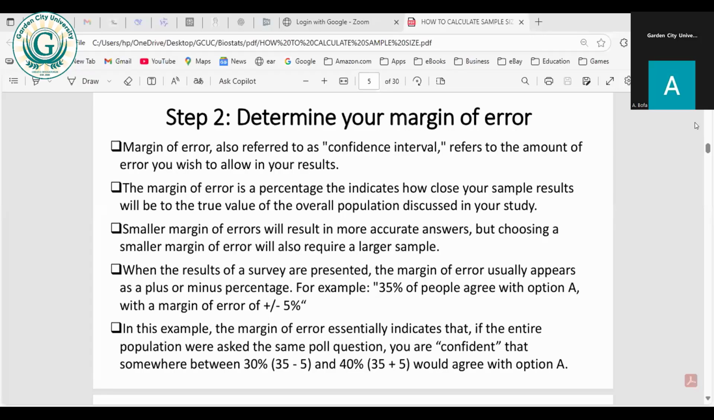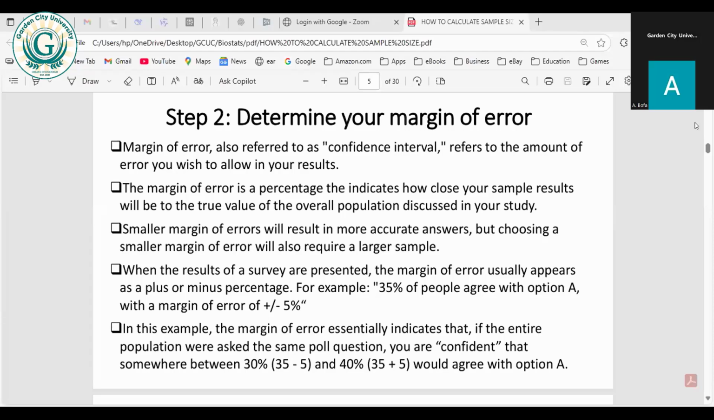So if I come and do this research again, it means that I'm likely to get something within 60 plus 5 or 60 minus 5. That's the margin of error. And once you are estimating, there's always a margin of error. You have to make room for that error. So the next is to get your margin of error.